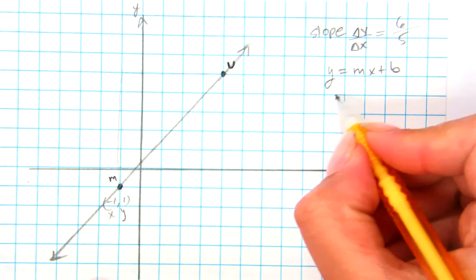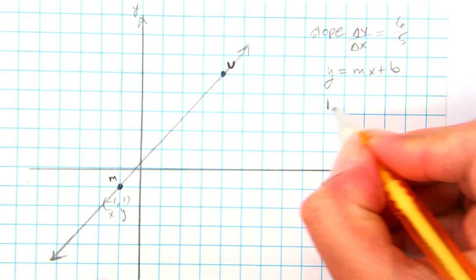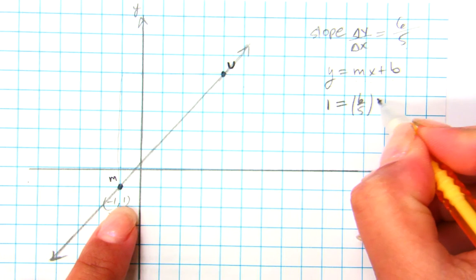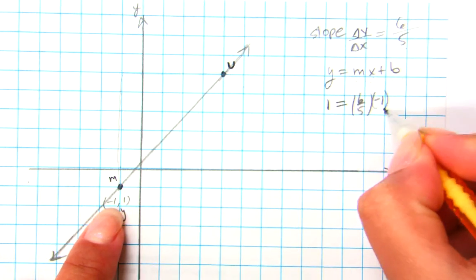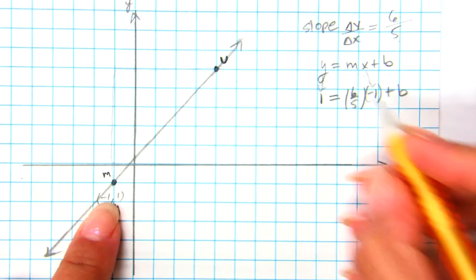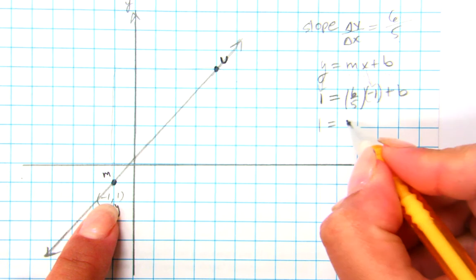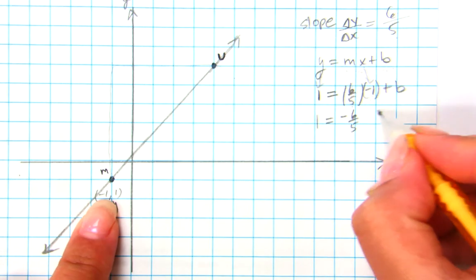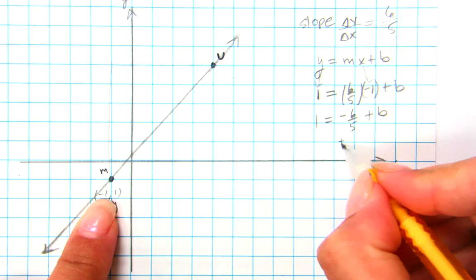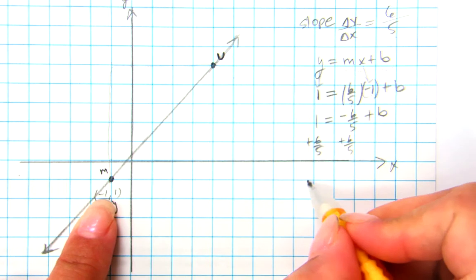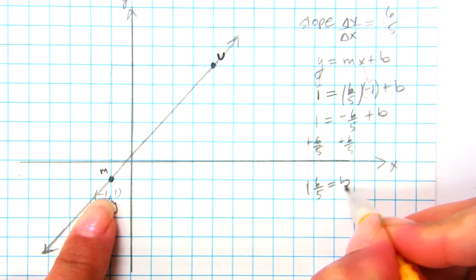Okay, so we're going to plug in. y is going to be 1, because we took it from this point down here. Your slope is going to be 6 over 5. x is going to be negative 1. There's your y, there's your x, plus b, which we don't know, so we're just going to leave it as b. So 1 is equal to negative 1 times 6 over 5, which is just negative 6 over 5, because negative 1 times anything gives you the same thing back with a different sign, plus b. We're going to add 6 over 5 to both sides, so 1 and 6 over 5 is going to be your b.